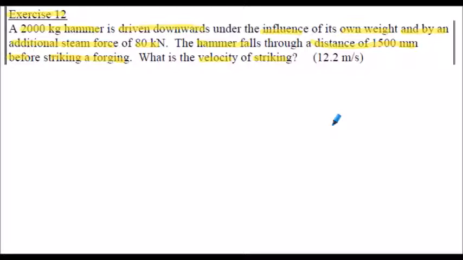But I would encourage you to attempt this exercise by first of all extracting all the information from the question, drawing a diagram, and then see if you can generate an energy balance of the hammer above the forging and of the hammer when it's just about to strike the forging. So it's fallen through effectively the 1500 millimeters. The answer is stated here for reference. The full worked solution will be shown on the following slide.